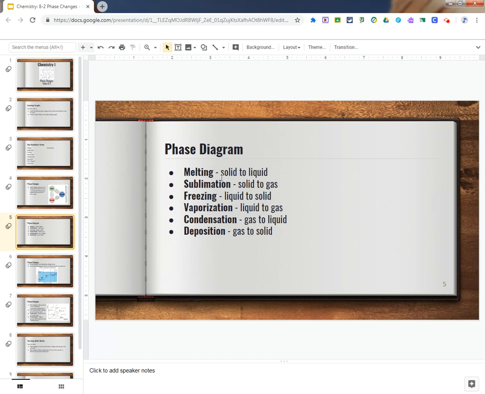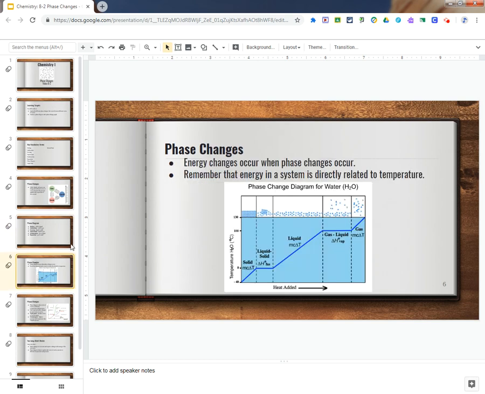So again, you can see some of these are the opposite of each other. Some skip phases in the middle. Like I said, it's important that you are very comfortable with these terms as we move through this video and through this unit. So here is a graph of a phase change.